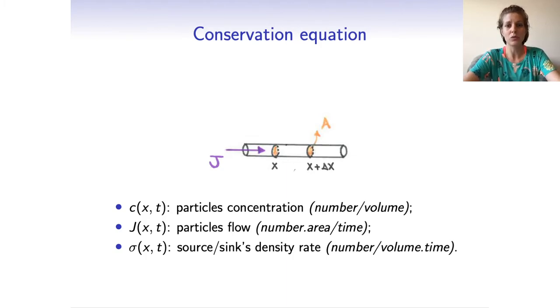J is the particles flow, so the unit is number times area divided by time, so it's how many particles cross the cross section per time, so it's a rate. And we also define a function sigma of x,t as some source or sink density rate, number per volume times time.